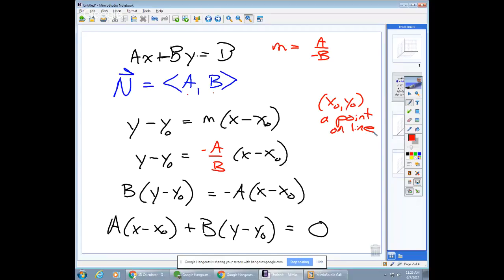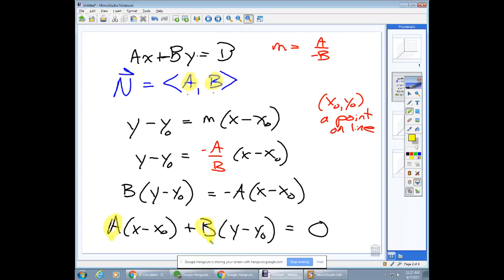So just note here that this A right here is the same as the vector A. And the B is the same B as above from the normal vector. So we have this relationship between the values of the normal vector and these multiples and the slope. With me? All right. So why would we bother writing something in that form?